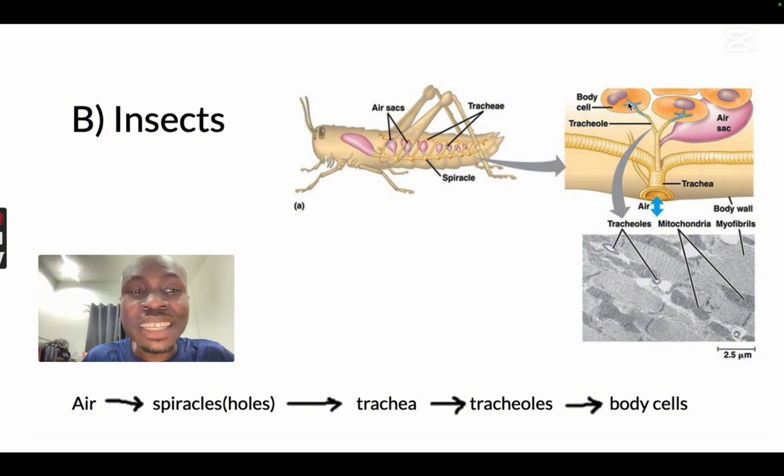Carbon dioxide will also move from the body cells to the tracheals, from the tracheal to the trachea, and from the trachea to the spiracle and out of the body. And this is how insects exchange gas.